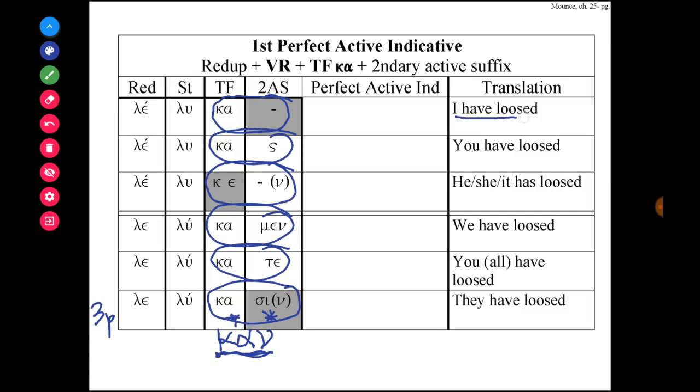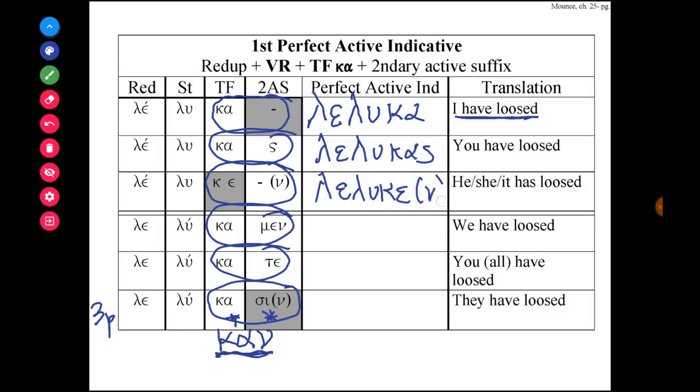If I want to say I have loosed, and that's the translation for the perfect active indicative, I would write the form as, here's my reduplication le plus the stem lu and plus the tense formative plus suffix ending ka, and so le lu ka is I have loosed. You have loosed, singular, is le lu kas. He, she, it has loosed is le lu ke or ken. We have loosed is le lu kamen.